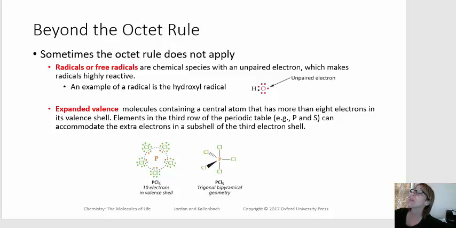And we see this example here where we have phosphorus pentachloride, or PCl5. When we draw the bonds between phosphorus and each chlorine, we see that phosphorus has 10 electrons around it. So phosphorus and sulfur can accept more than 8 electrons, and we will see that occasionally, where there are more than 8 electrons around phosphorus and sulfur in biological molecules.